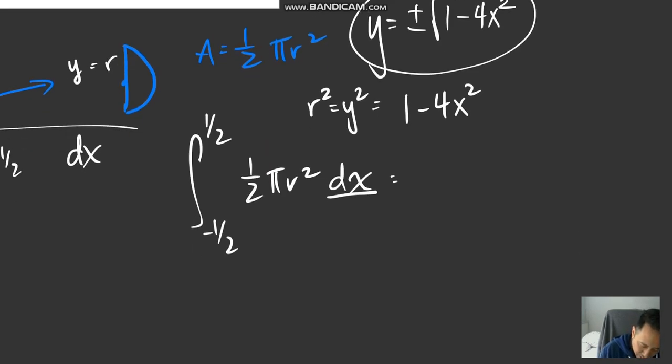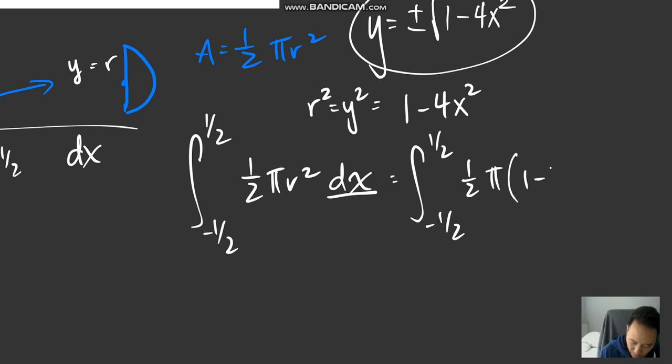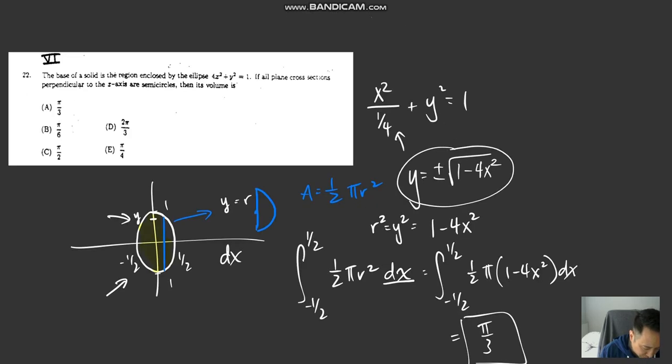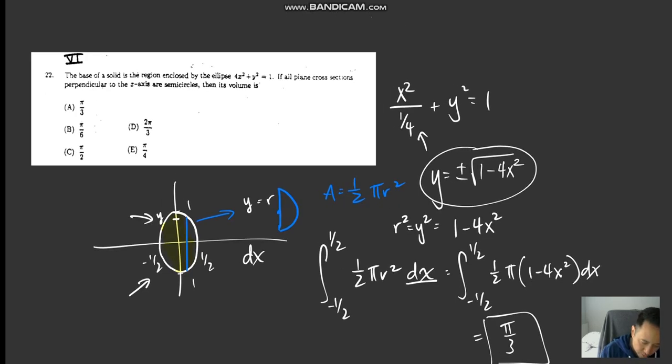Substituting that back into my definite integral, I have from negative 1/2 to 1/2 of 1/2 pi times 1 minus 4x squared dx. I'll leave that for you to solve. You should get the answer of pi over 3 at the very end, and I believe that is choice A.